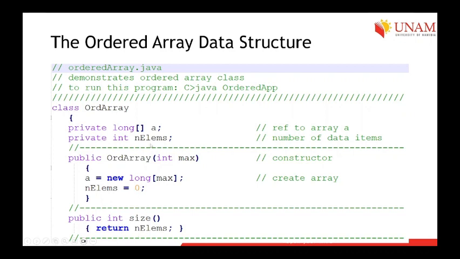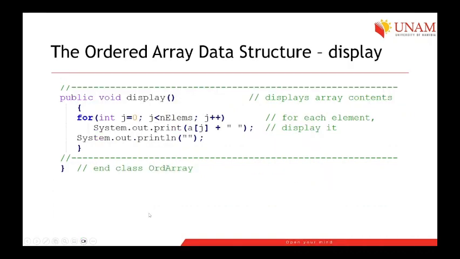Because we might want to return the size, or the number of elements, we will also define a method called size that simply returns the number of elements. It's important that we do this because nElements is defined as a private variable. Our display method is not that different from the unordered array. You can see we simply have a for loop that starts at position 0 up to position nElements minus 1, and we are simply printing the contents of A at position j for every element, and then we print a new line after that.